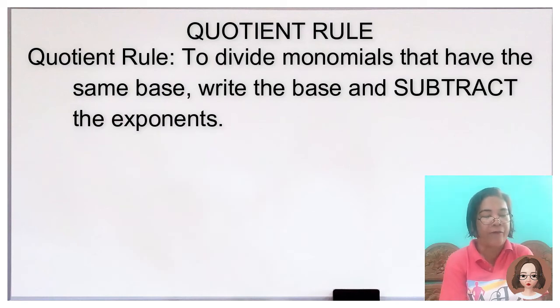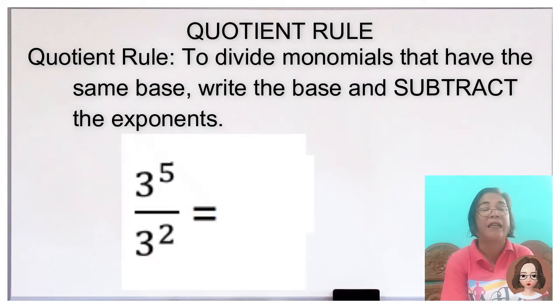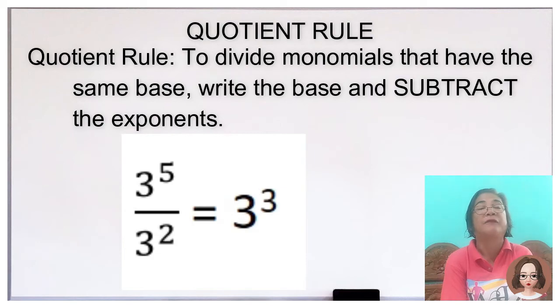Next, what if we have an expression of 3 raised to the 5th divided by 3 raised to the 2nd? Of course, the base is 3, right? And so, 5 minus 2 is 3. So we now have an answer of 3 raised to the 3rd. And what is 3 raised to the 3rd? That means 3 times 3 times 3. We have an answer of 27.